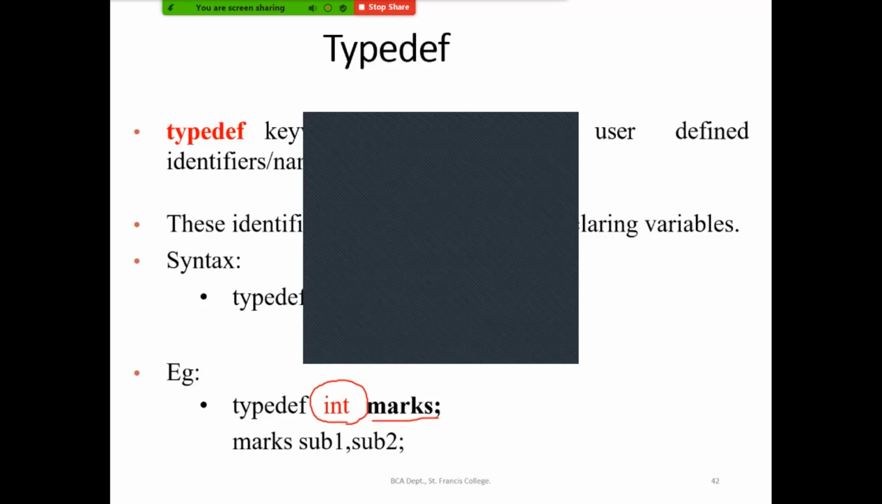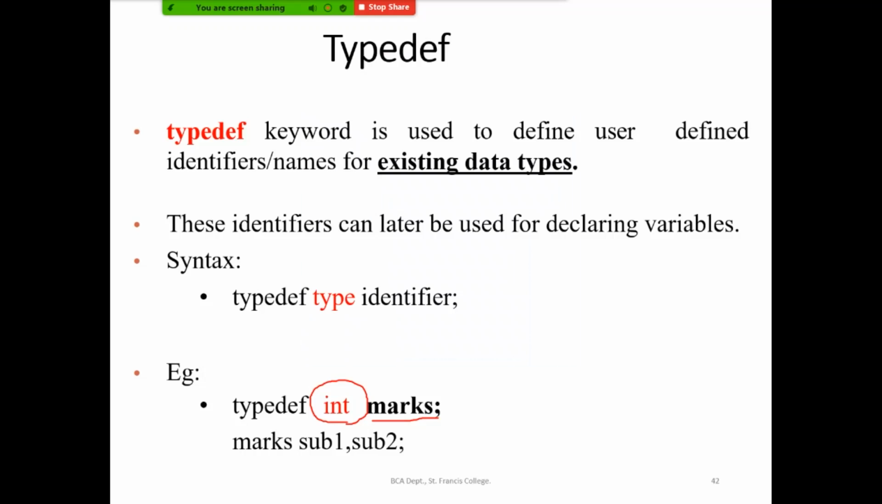Okay. So here the typedef keyword is used to give a name for the existing data type int. So instead of int, I'll be making use of marks. So the syntax is typedef, and then you have to mention the data type followed by the identifier name. So here, instead of integer, I want to rename it as marks. So marks will be having the same properties that the integer data type has.